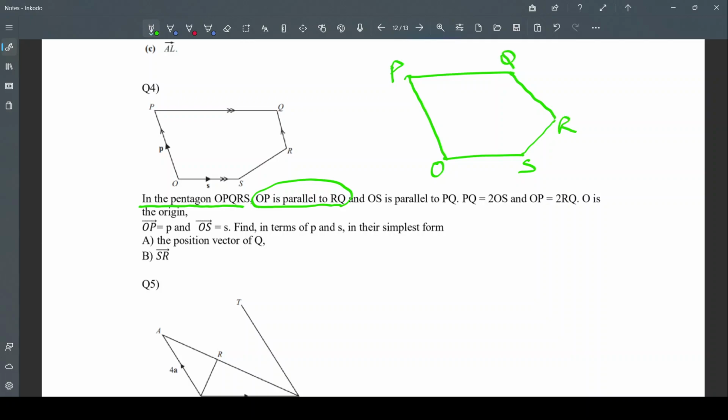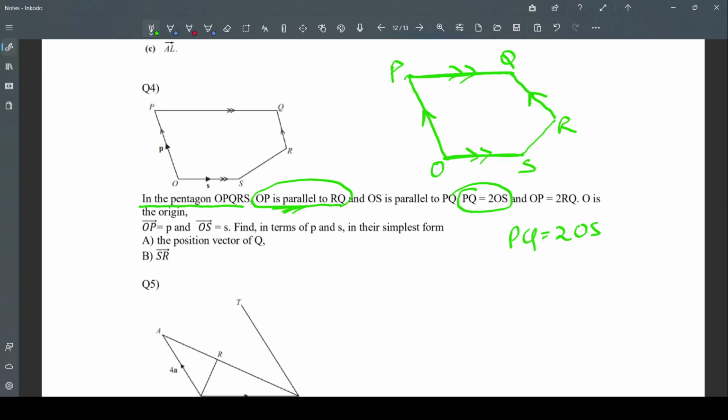They have given that OP is parallel to QR. Okay, and OS is parallel to PQ. They both are parallel. And again they have given one more thing, that PQ is 2 of OS. This length PQ is double of OS, right? 2 times OS. So PQ is equal to 2 times OS, correct?